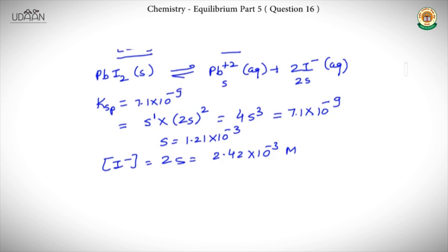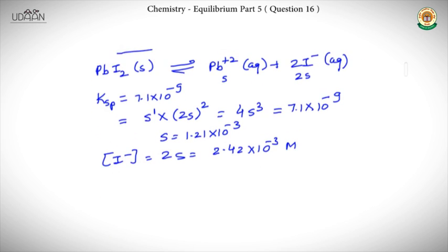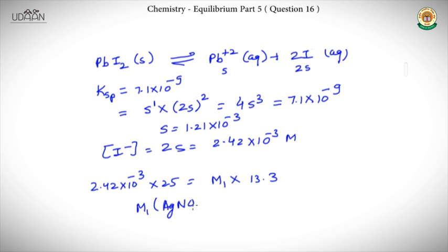Now I can substitute these values in the equation A, and I will obtain 2.42 × 10^-3 × 25 is equal to M1 × 13.3. So M1, which is the concentration of the AgNO3 solution, we will obtain from this equation as 4.55 × 10^-3 molar. So this is the answer.